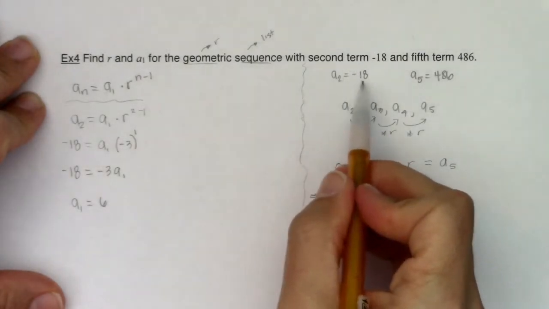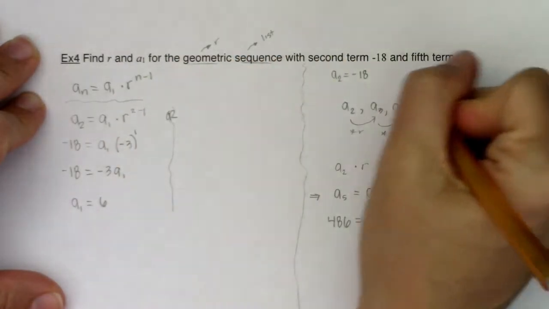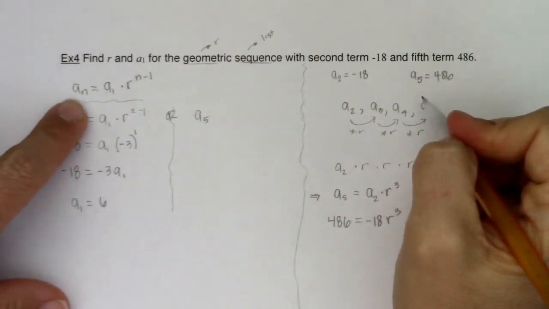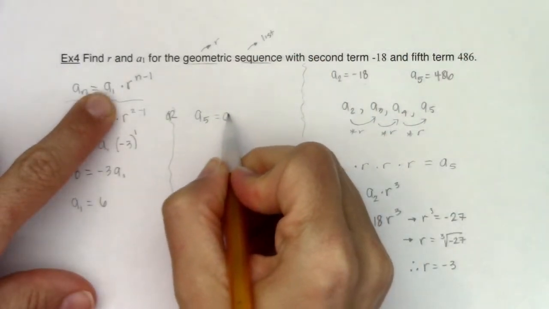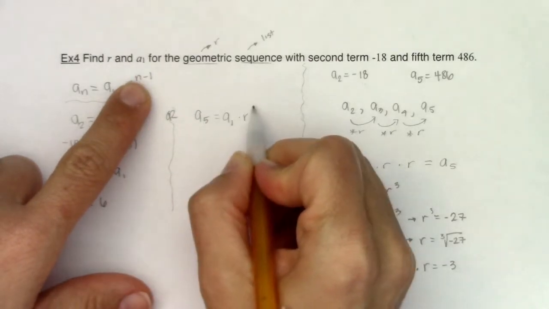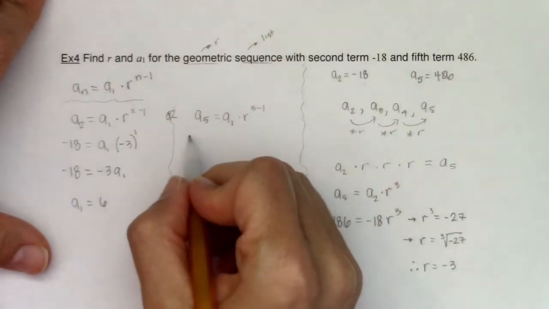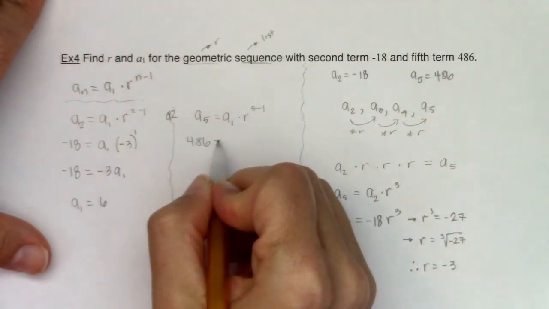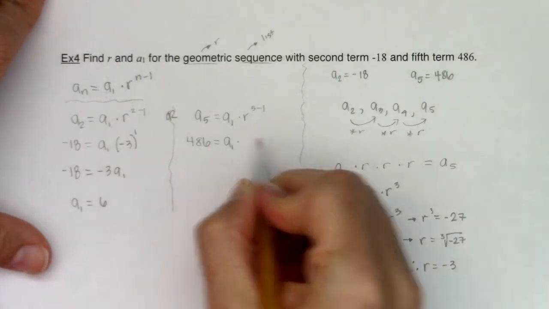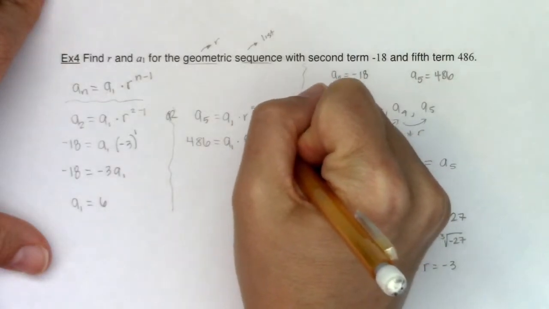I didn't have to use a sub 2 being negative 18. Let's try it the other version. Let's say I used a sub 5 being 486. So if I used a sub 5, that would be equal to a sub 1 times r to the, well, if I'm using a sub 5, this would be 5 minus 1. So let's fill this in. A sub 5 itself is 486. I don't know what a sub 1 is. I mean, we secretly do because we found it. But let's check this out. R is negative 3. And then 5 minus 1 is 4.